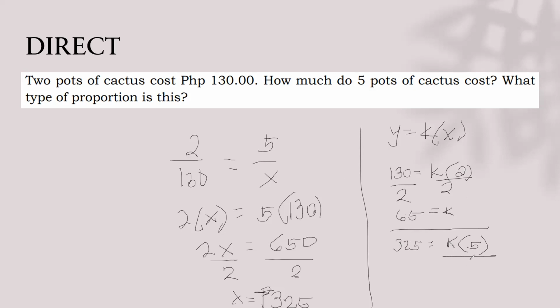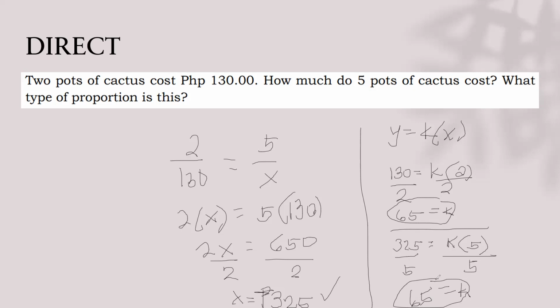Kapag dinivide natin ito by 5, 325 divided by 5, so 65. So, ibig sabihin, yung 325 na sagot kanina ay tama. Kasi nagkapareho sila ng constant. Okay? Parehong constant nila na 65. Para ma-consider natin as proportion sila, dapat parehong constant nila.